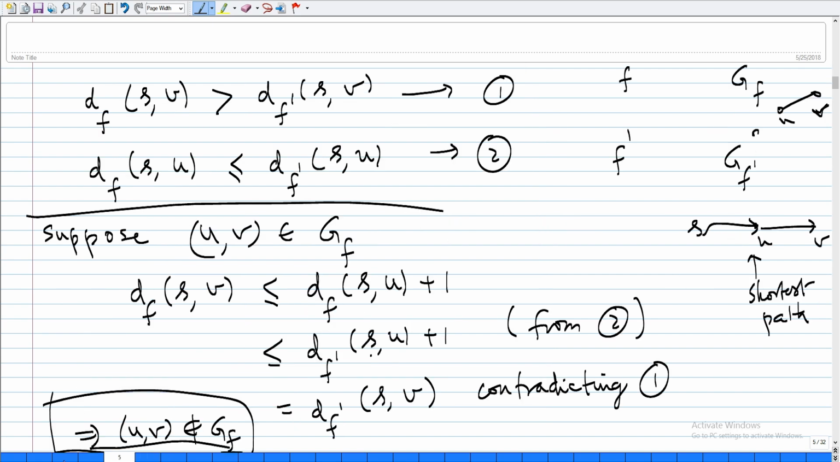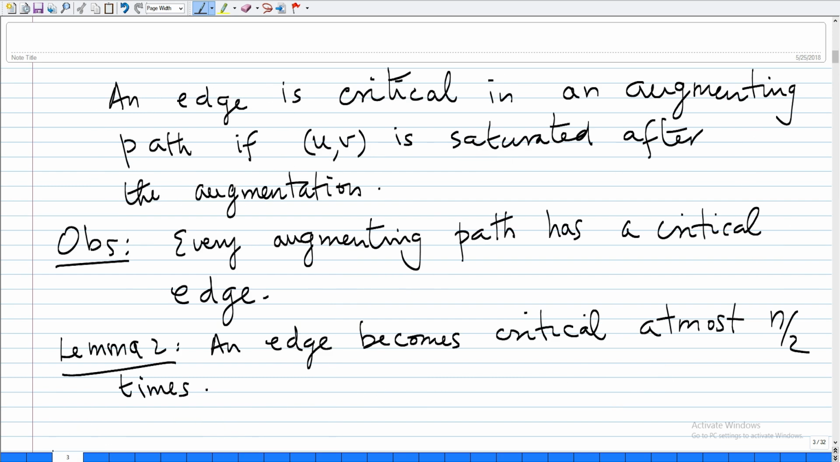Okay, good. So, now let us get to the next one. An edge becomes critical at most n by 2 times. It has a very similar flavor of the proof.